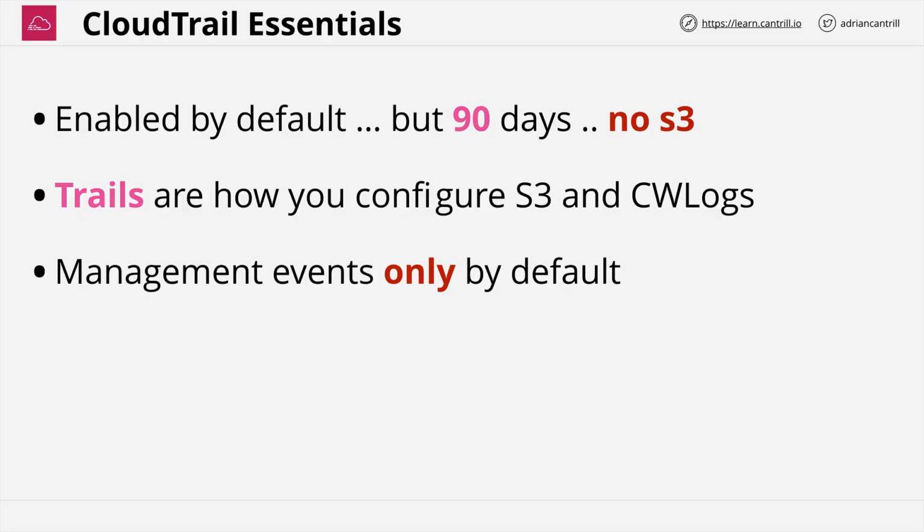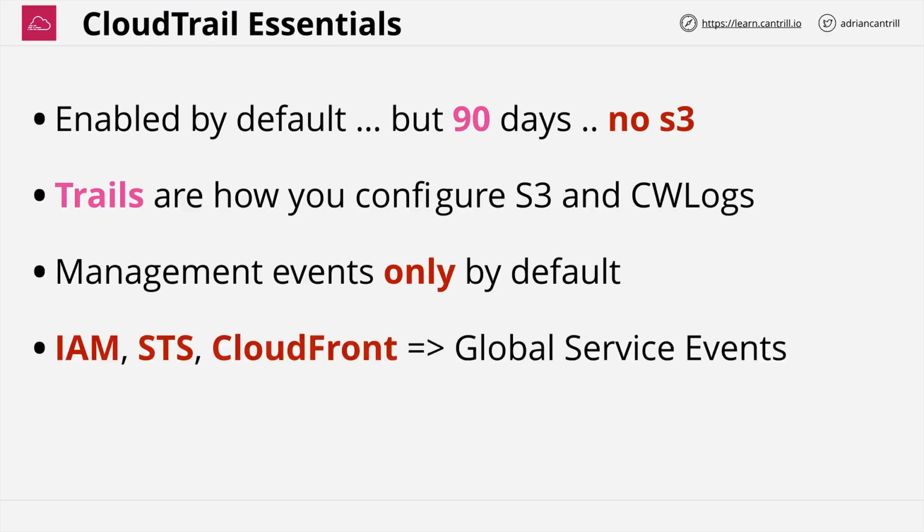Data events need to be specifically enabled and they come at an extra cost. I'll talk about that in a little bit more detail in the demo lesson because you need to be aware of the pricing of CloudTrail. Much of the service is free, but there are certain elements that do carry a cost that you do need to be aware of, especially if you use this in production.